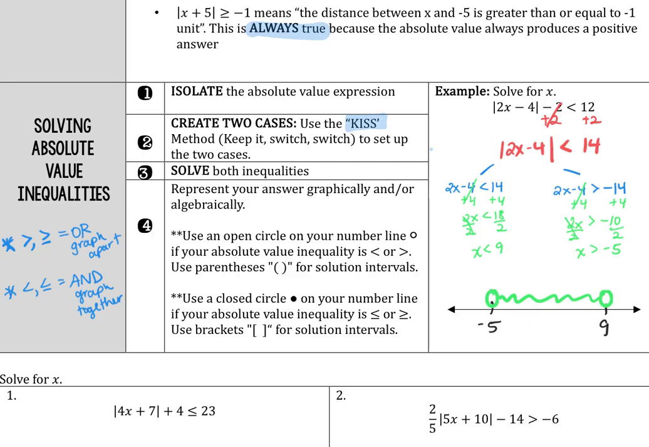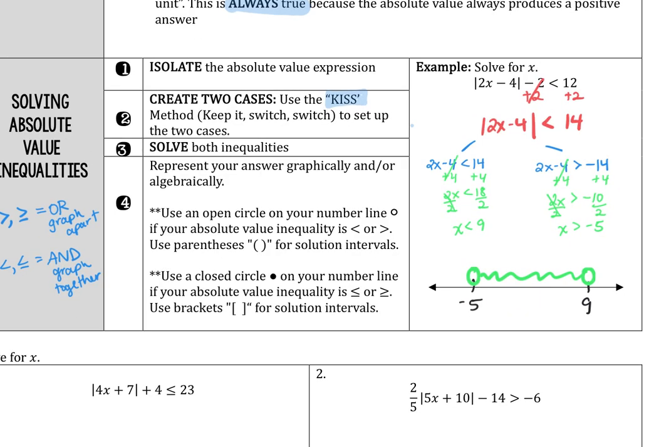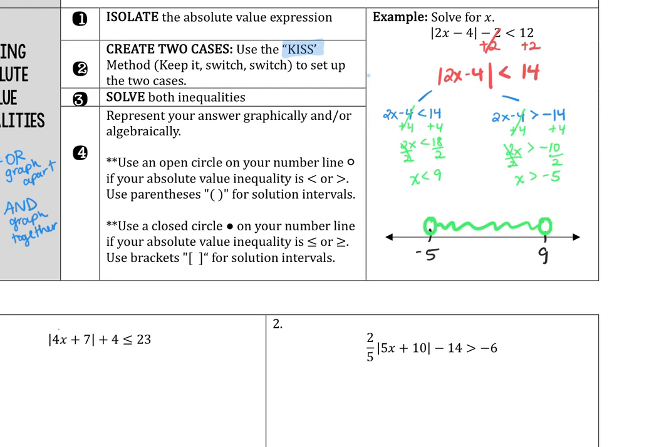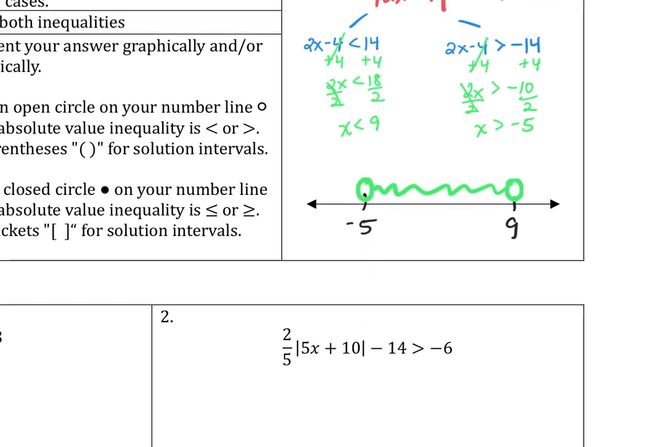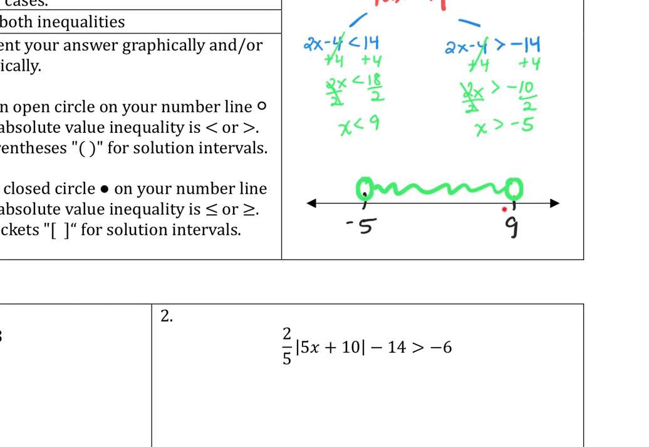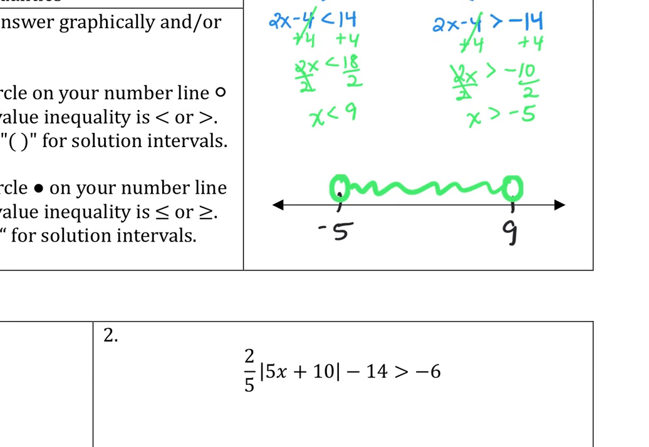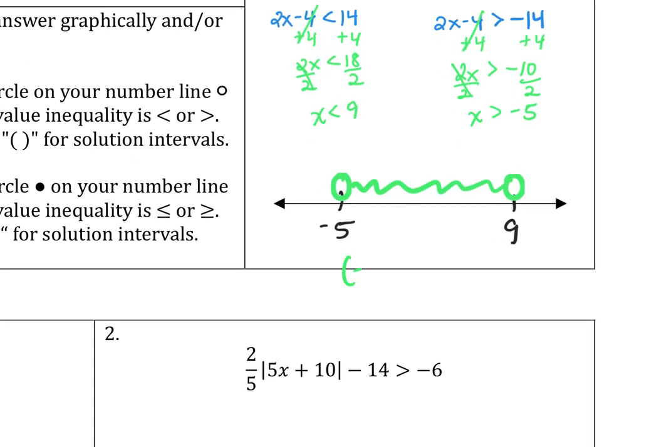Now we need to represent this algebraically. So we are going to use interval notation and inequality notation. I know, so many notations. But if you use interval notation, well, that's just when we would list our minimum to maximum. And again, because we have these open circles, it would just be from -5 to 9. That would be that interval notation.